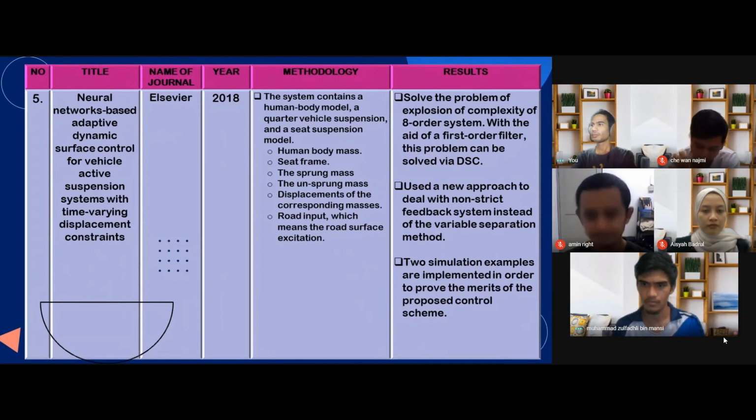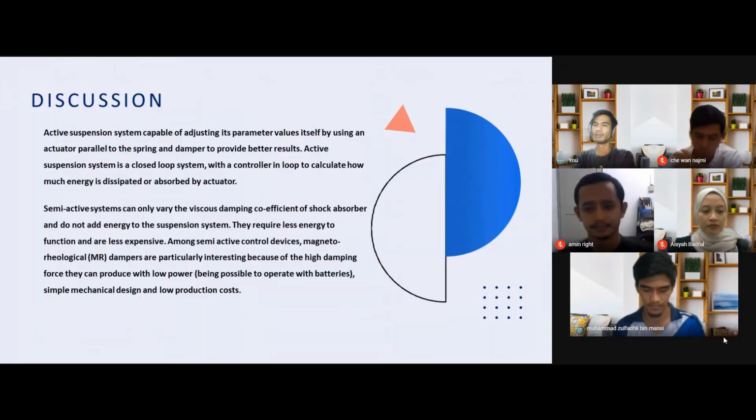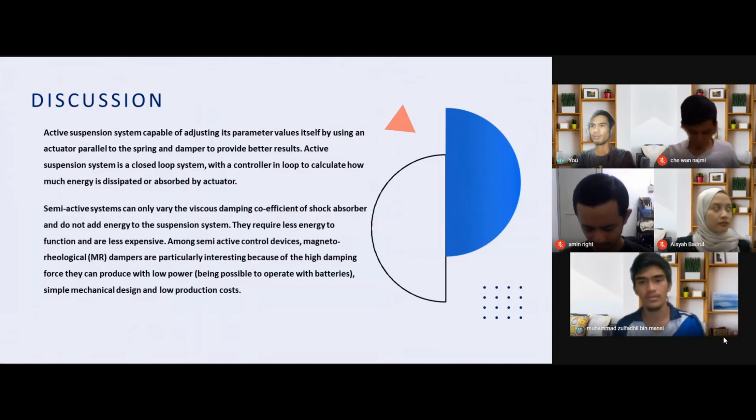And next, okay, discussion. Active suspension system is capable of adjusting its parameter value itself by using an actual parameter to the spring and damper to provide better result. Active suspension system is a closed loop system with a controller in the loop to calculate how much energy is dissipated or absorbed by the actuator. Semi-active system can only vary the viscous damping coefficient of the shock absorber and does not add energy to the suspension system. They require less energy to function and are less expensive.